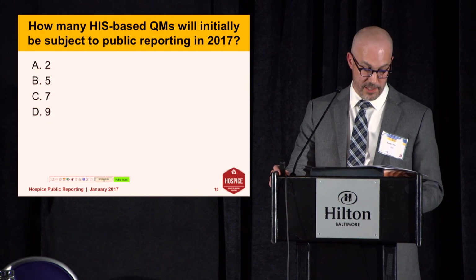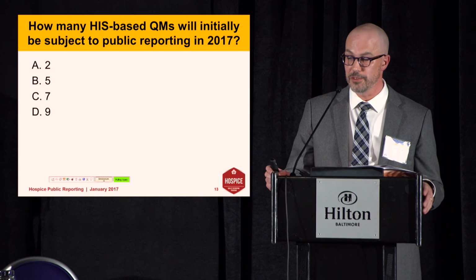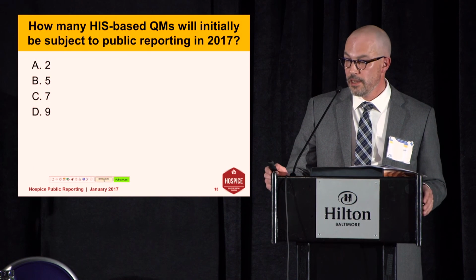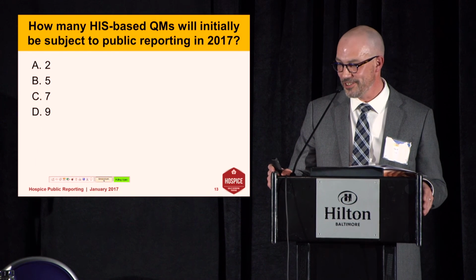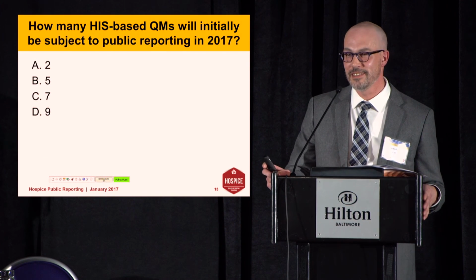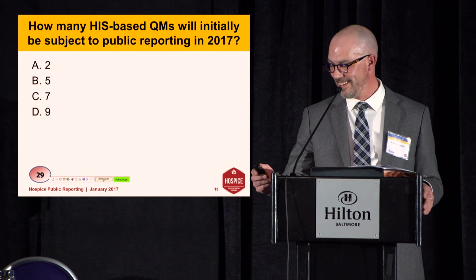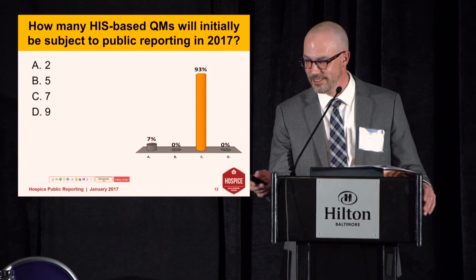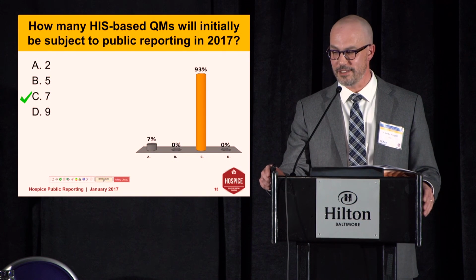This is a little quiz slide that asks how many HIS-based quality measures will initially be subject to public reporting in 2017. You can use your little responders on your table: A, 2; B, 5; C, 7; and D, 9. I'm not going to give you a full 30 seconds for this one. Okay, looks like everybody answered C, a few people A. 7 is the correct answer, C.